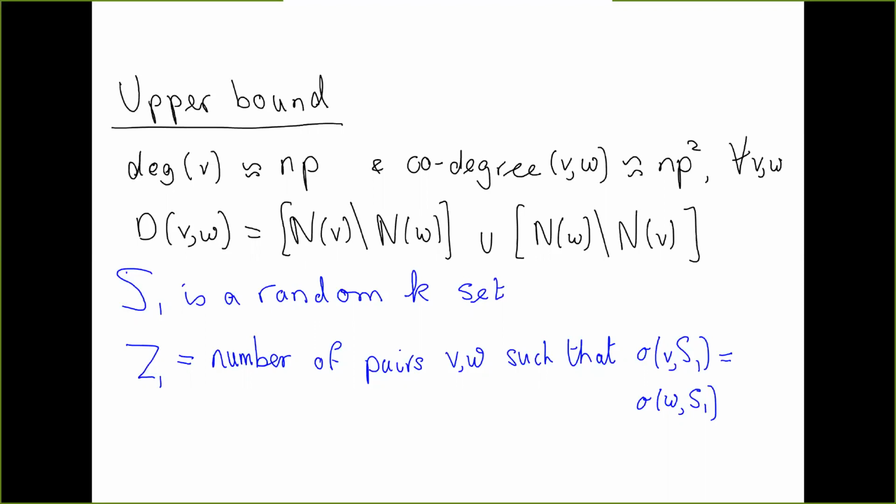it's multiplicative. And for a while we were stuck. We thought we were going to have to withdraw the paper, and then we figured out that randomness comes to the rescue. So we'll say S1 is a random K set, and we keep track of Z1, which is the number of pairs V, W with the same signature in S1. And we're going to try and choose sets S1, S2, S3, S4 until this goes to 0, and then we're done.